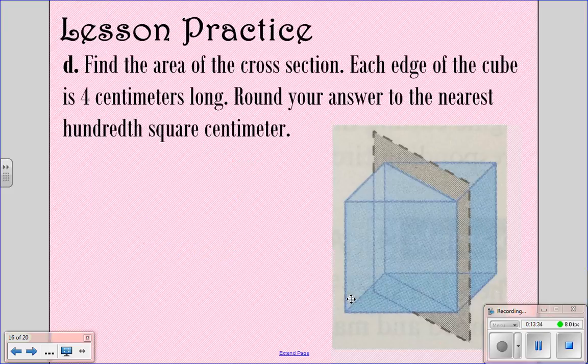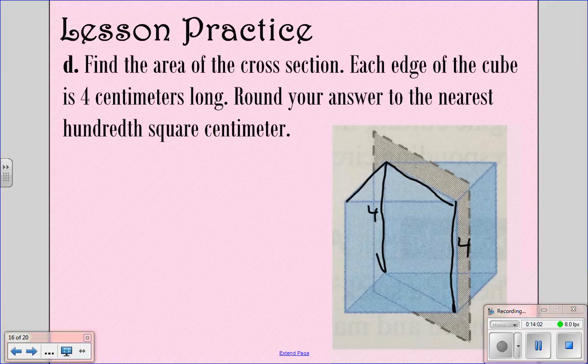Looking at D, find the area of the cross section. So y'all try this one and then unpause the video and I'll go over it in case you couldn't figure it out. So the edge of the cube is 4 centimeters. So this length here is 4. This length here is 4. Now this length is not 4. It's not an edge of the cube. It's actually a diagonal of a cube. And so if you look, I'll draw it in red here.